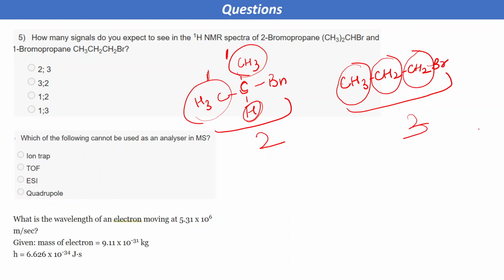Because here in CH2, Br is attached directly, the chemical environment is different. In this other CH2, the chemical environment is also different, and this methyl also has a different chemical environment. So three signals for 1 bromopropane and 2 signals for 2 bromopropane. So the answer will be 2 and 3.